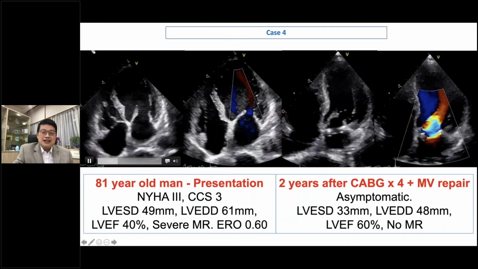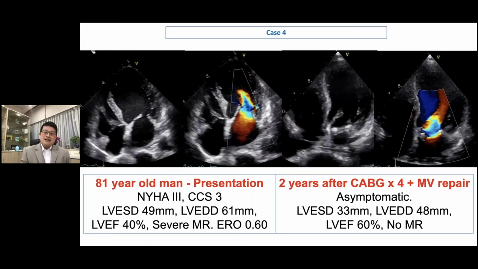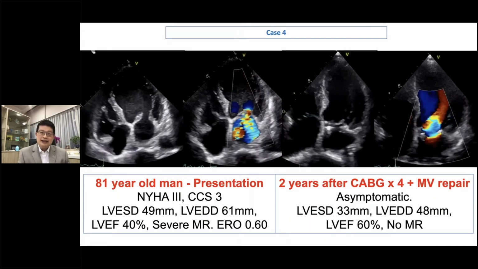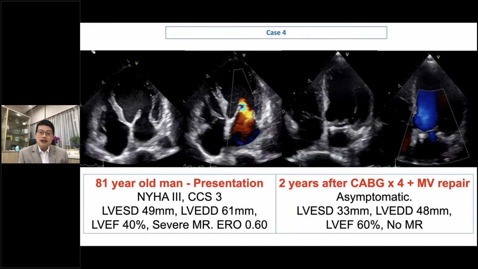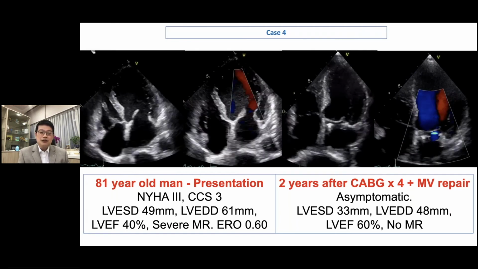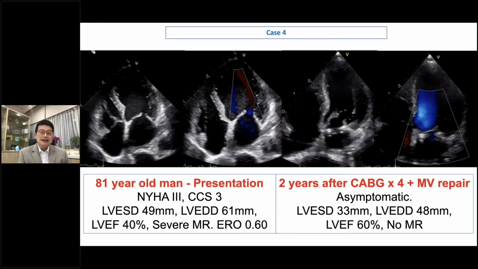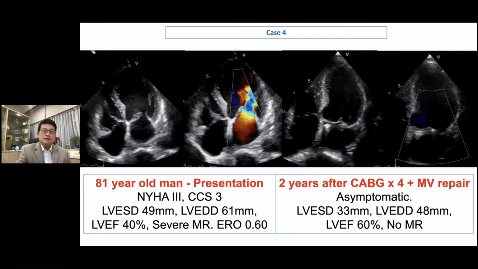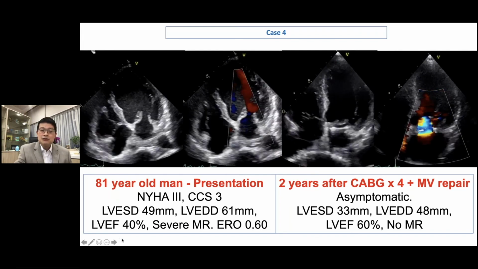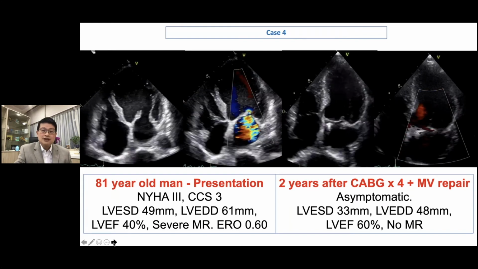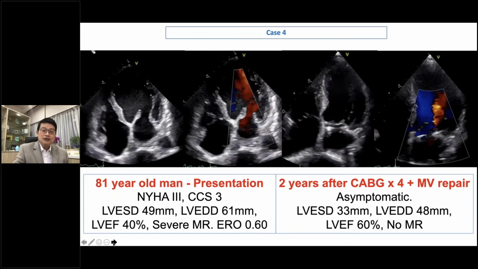So in this case, we did do CABG and a mitral valve repair, and this is his echo 2 years later. He's asymptomatic. His LV had returned to a normal size with normal function, and he has no mitral regurgitation, and he's back to gardening and doing everything he likes. His quality of life is very good. So he's done very well from revascularization plus mitral valve repair in this case, and importantly, with continuation of his medical treatment.